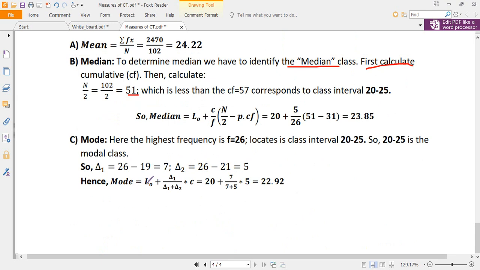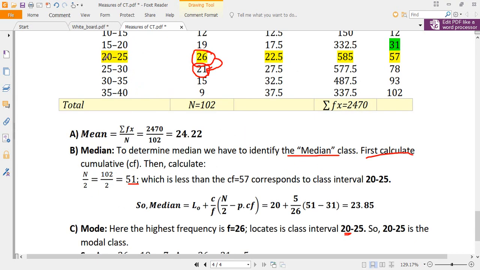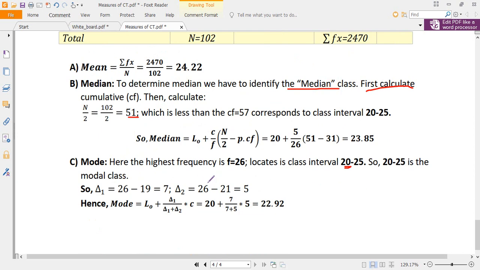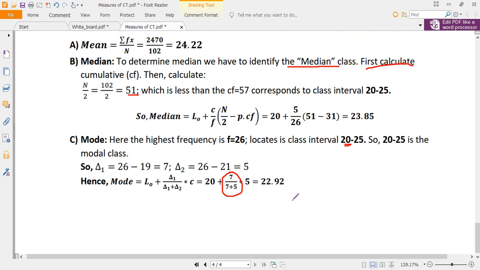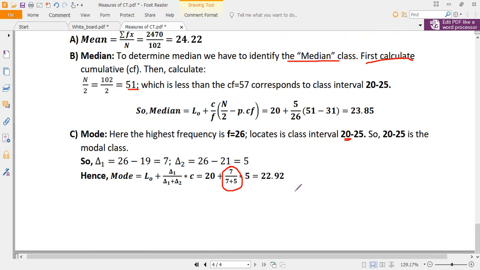Finally, we have to put all these values in the formula of mode. In the formula of mode, we know that mode equals L naught plus delta 1 by delta 1 plus delta 2, into C. L naught is the lower limit of the modal class, which is 20. Delta 1 is 7 divided by 7 plus 5, which is 12. We do this calculation, and finally we have 22.92. So we complete the computation of mean, median, and mode for both grouped data and ungrouped data.